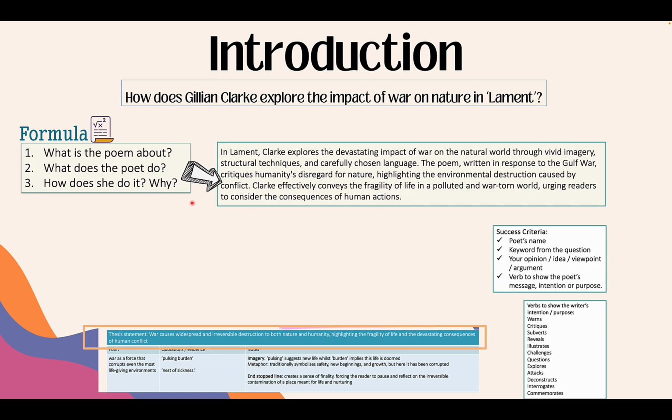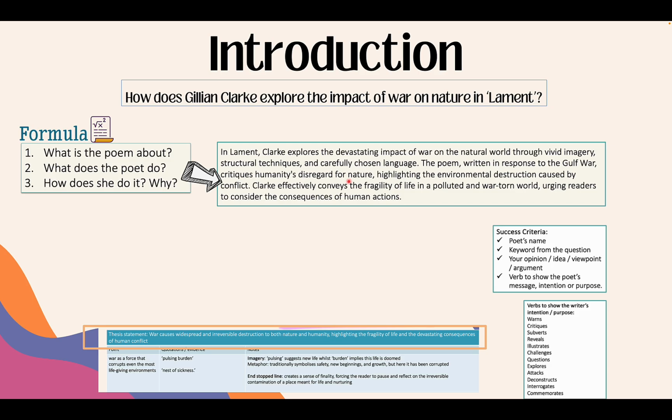So this is the introduction. In Lament, Clarke explores the devastating impact of war on the natural world. So you can see already we've got these keywords from the question. Through vivid imagery, structural techniques and carefully chosen language. The poem, written in response to the Gulf War. Now we've got a little bit of context here. As I said in part 1, please don't mention context if you're not sure how to use it and it's just a bolt-on. With regards to this, the context here does set the scene for the poem, so it can be included here. The poem written in response to the Gulf War. Critiques, so look at the verb that we're using here. Humanity's disregard for nature. Highlighting the environmental destruction caused by conflict.